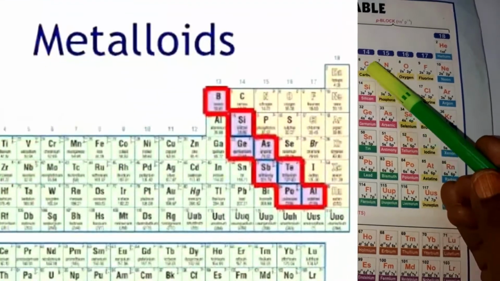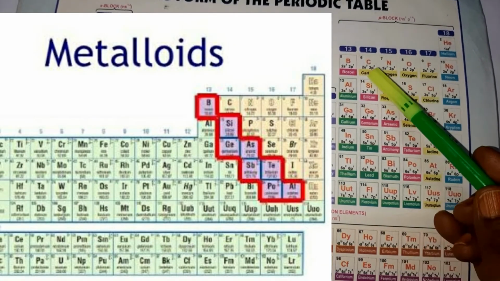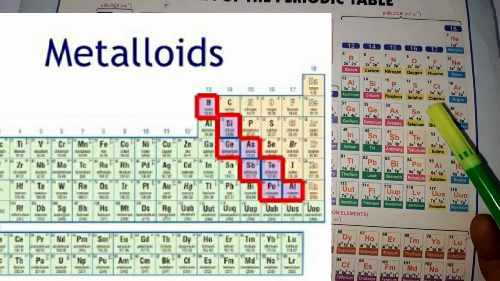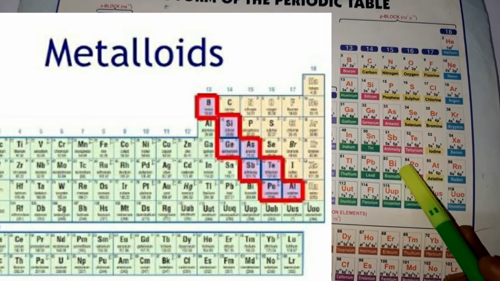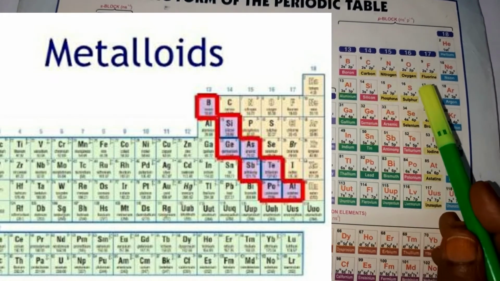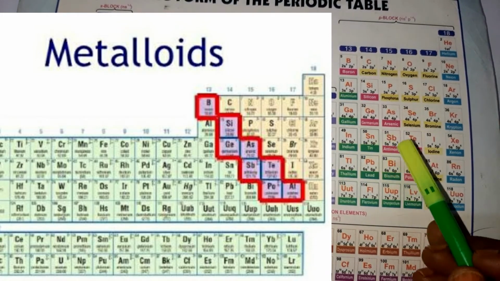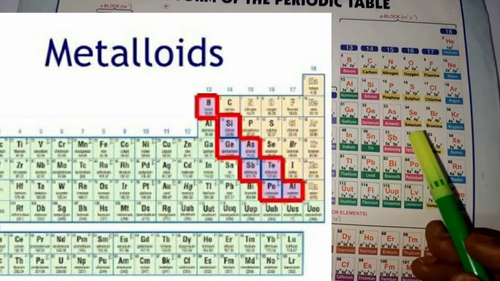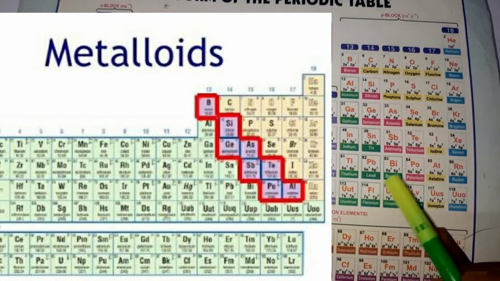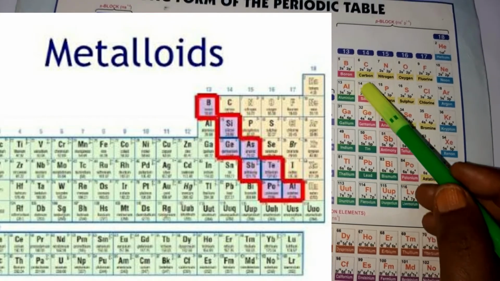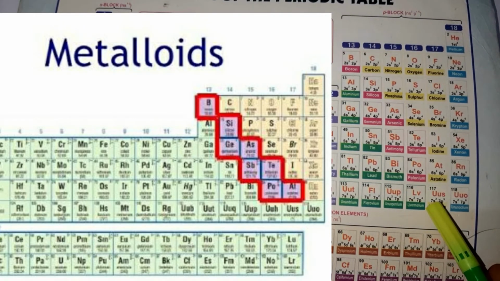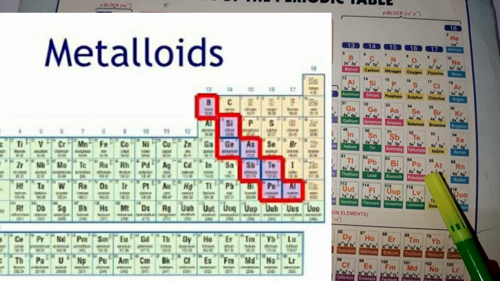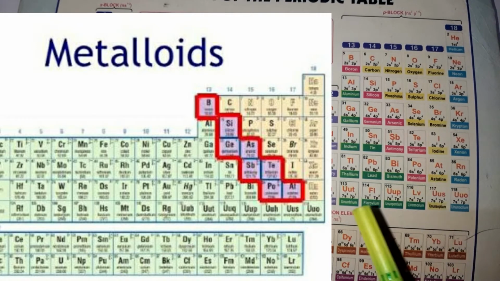And we have a few elements here, children, towards the left side: boron, silicon, germanium, arsenic, antimony, tellurium, polonium, astatine. These are all elements which show both metallic and non-metallic characteristics, children. So what do we call them? Very good, children. They are called metalloids. So here towards the left side we even have metalloids. These metalloids have the properties of both metallic as well as non-metallic characteristics.